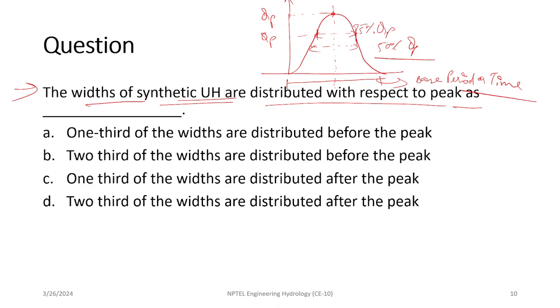So these widths should be known to us, but here the question is somewhat different. The question is saying that with respect to the peak, how the widths are divided. So this is our peak coordinate. Now it is asking about the area, how much this area and how much this area. So it is asking about the area.